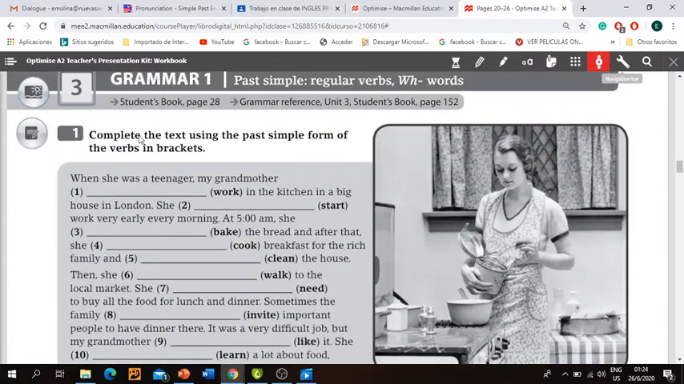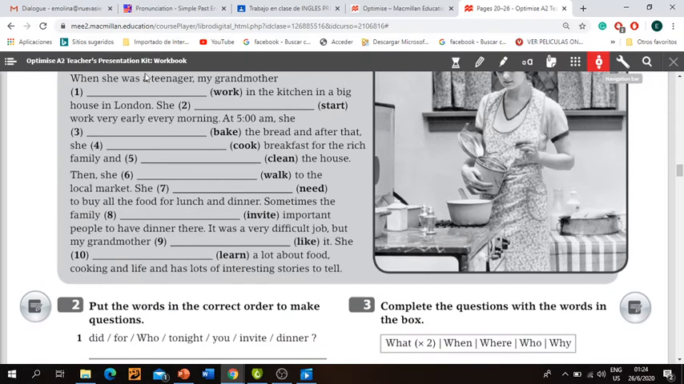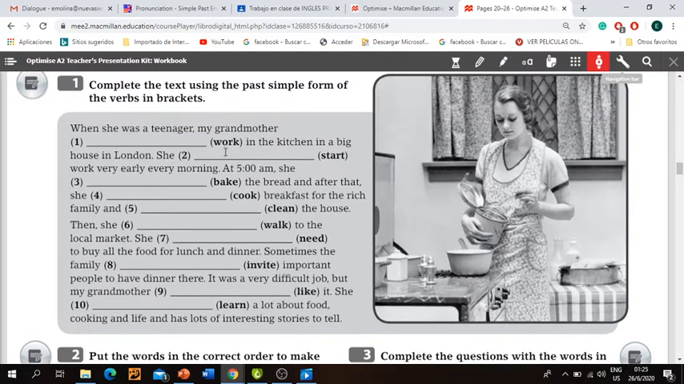Now I'll explain activity number 1. It says, complete the text using the past simple form of the verbs in brackets. Here you have a text, and the only thing you have to do is complete this text with the form of these verbs in the past. Okay, you know that all these verbs are regular verbs, so you need to add the ending ed. Okay, but remember there are rules for that. You have the rules in the PowerPoint I sent you.